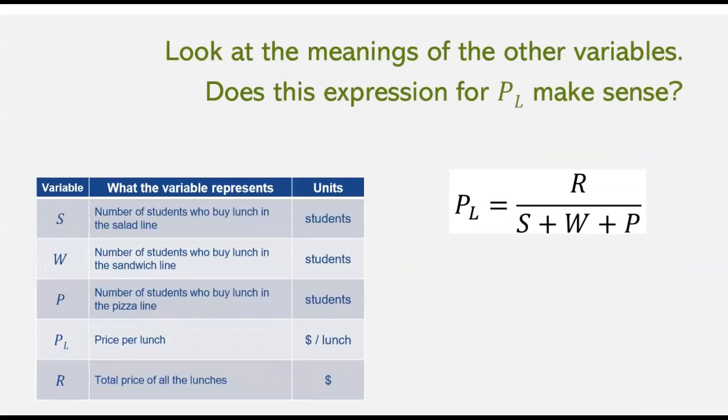All right, so once again, we're going to ask, does this equation make sense for P sub L? What are these units? What do they mean? So we said R is the total price of all the lunches. S plus W plus P, we've looked at that several times now. S plus W plus P is going to be the total number of students who buy lunches.